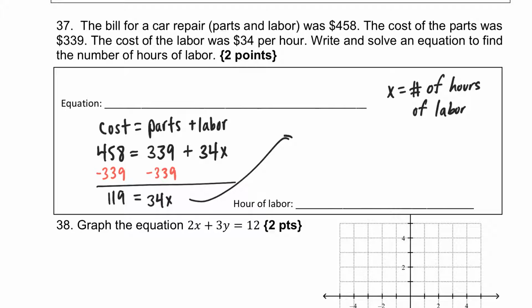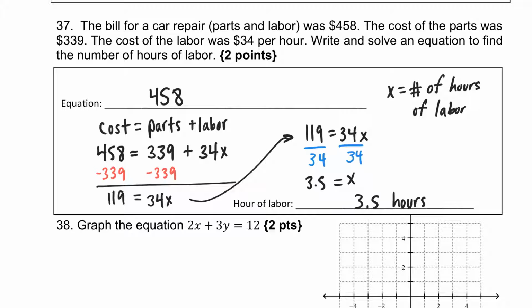I'm going to come up here and finish this problem. So 119 is equal to 34X. And to solve for X here, I would just divide by 34. So X is whatever 119 over 34 is. 119 over 34, 3.5. Okay, so the hours of labor would be 3.5 hours. And, oh, look at me, I should have written the equation up here. 458 is equal to 339 plus 34X.